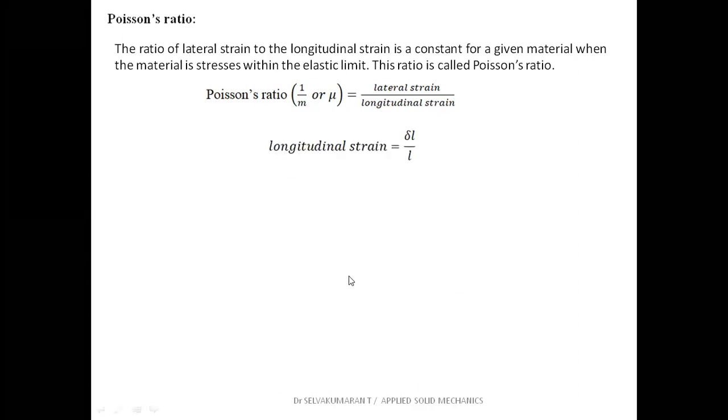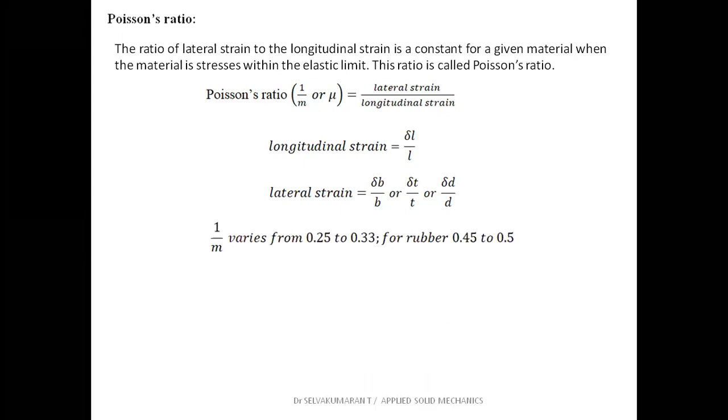So longitudinal strain or linear strain is given by delta L by L, and lateral strain is nothing but delta B by B or delta T by T or delta D by D. So 1 by m, that is the Poisson's ratio, varies from 0.25 to 0.33. For example, for rubber, it varies from 0.45 to 0.5.